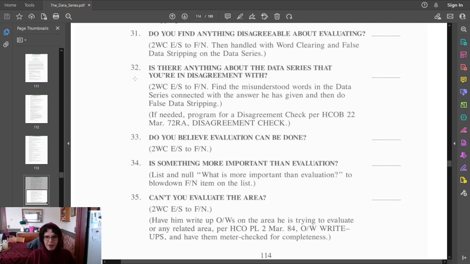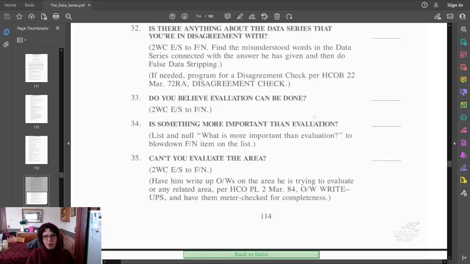Two-way comm, find the misunderstood words in the data series connected with the answer he's given, and then do false data stripping. Again, it's not that something is actually wrong. It's that the pre-clear has issues. If needed, program for a disagreement check per the bulletin disagreement check.